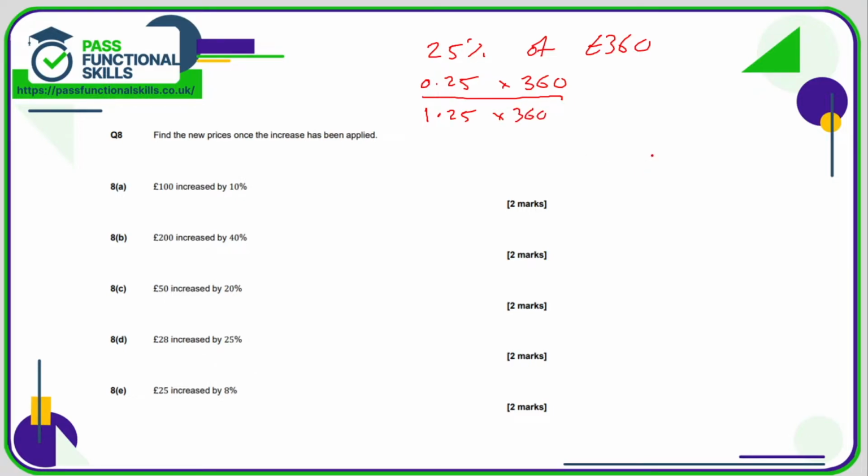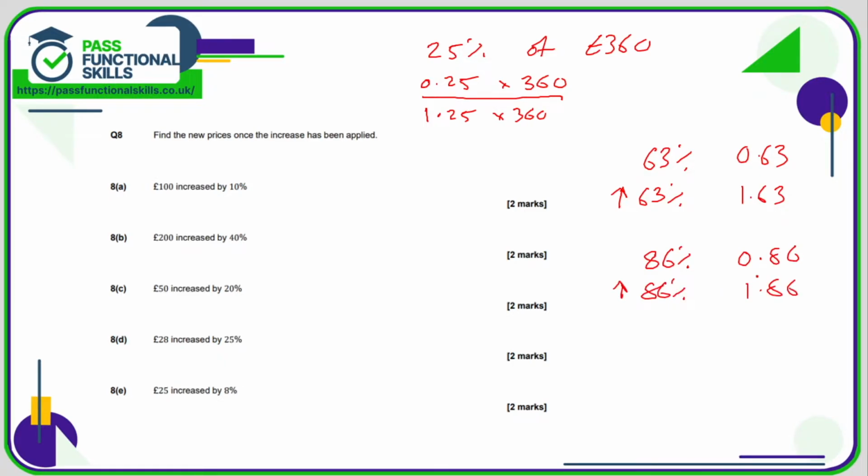So if you were calculating 63% of an amount, you'd use the multiplier 0.63. But if you're increasing by 63%, you just use 1.63. If the calculation was 86%, you would use the multiplier 0.86. But for an increase of 86%, you'd use 1.86. So for 8A, what you do here is £100 multiplied by 1.1. That takes you directly to £110. For B, 200 multiplied by 1.4. That takes you directly to 280. For C, it's going to be £50 multiplied by 1.2, which is £60.